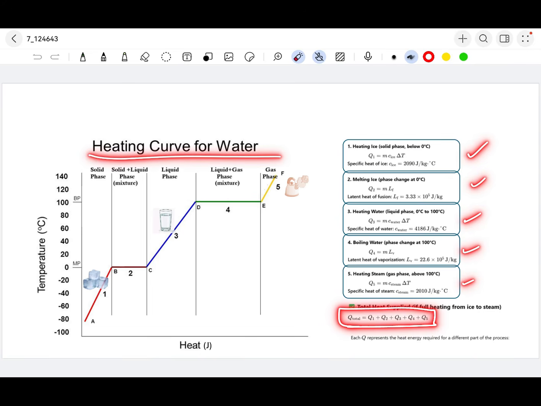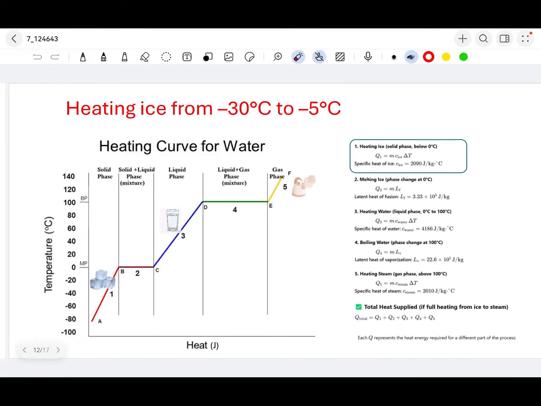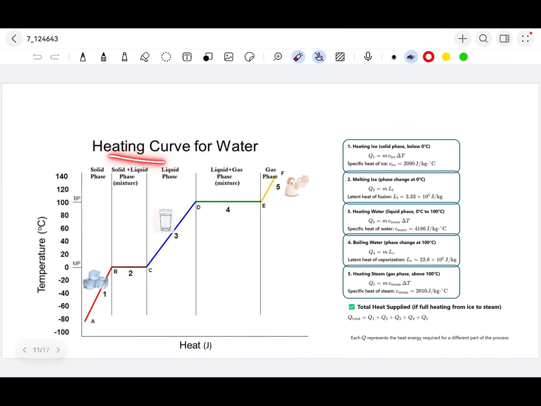So the heating curve of water, it totally consists of how many steps? 5 steps, from the solid ice to the vapor, the steam. The heating curve is nothing but a graph taking the temperature on the y-axis and the heat energy supplied, in joules, on the x-axis. When we go to the right, it means heat energy is supplied, so solid becomes liquid, liquid becomes gas.